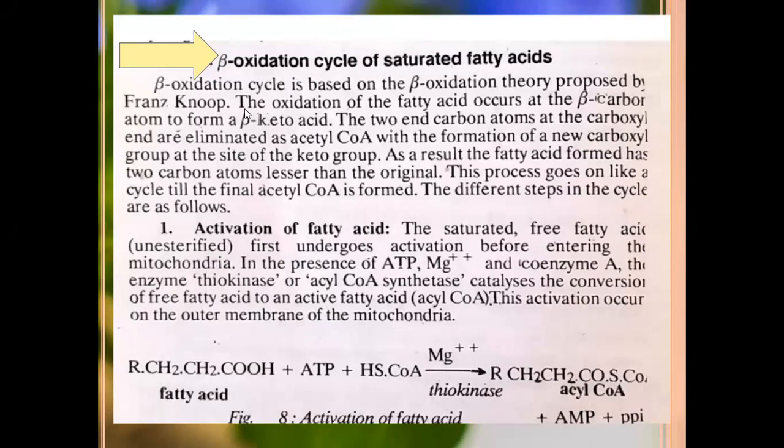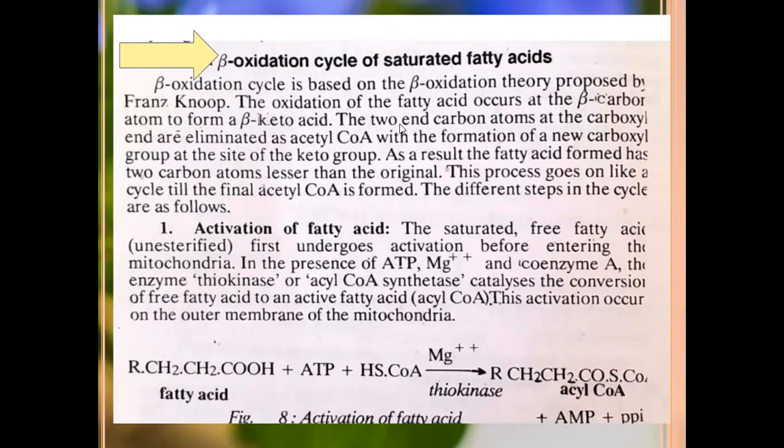The beta oxidation cycle is based on the beta oxidation theory proposed by the scientist Franz Knoop. According to this scientist, the beta oxidation of the fatty acid occurs at the beta carbon atom to form a beta keto acid.